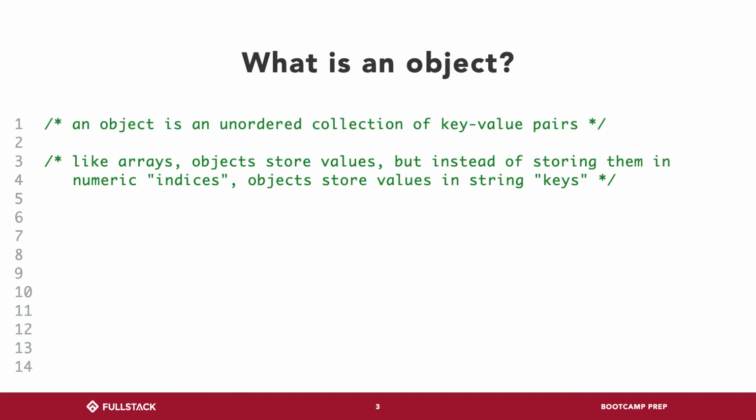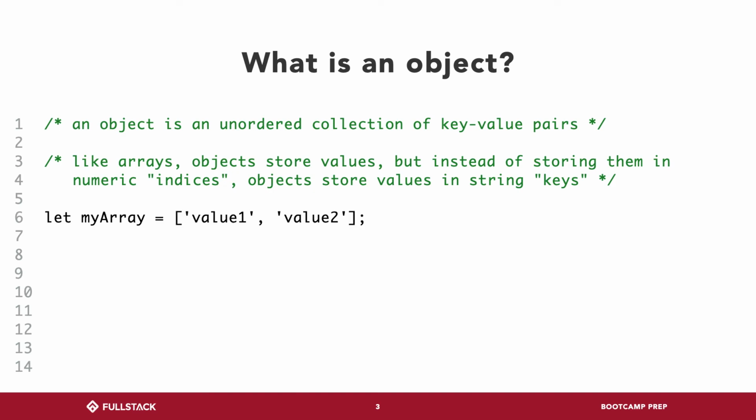So, what is an object? An object is an unordered collection of key value pairs. Unordered meaning there's no indexes, meaning there's no order, okay? Like arrays, objects store values, but instead of storing them in numeric indices, objects store values in string keys. I showed you this, right? Objects are just a list of key value pairs.